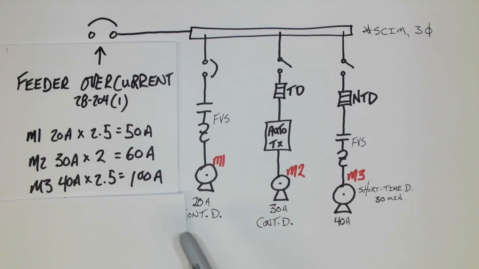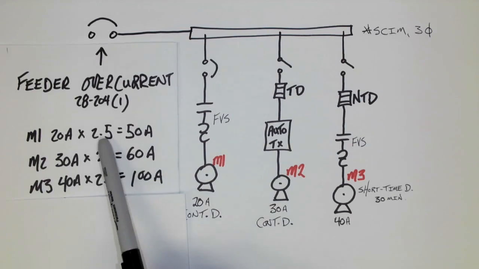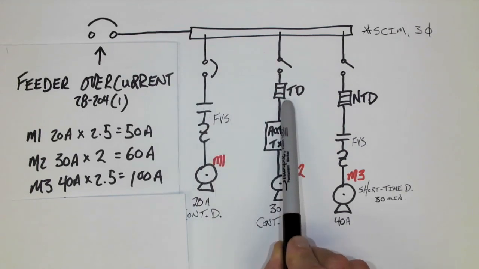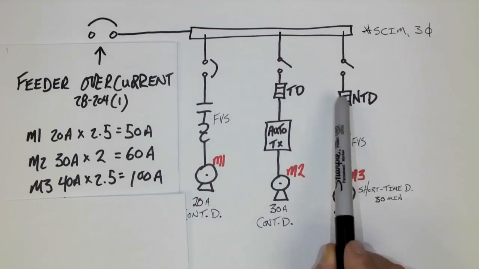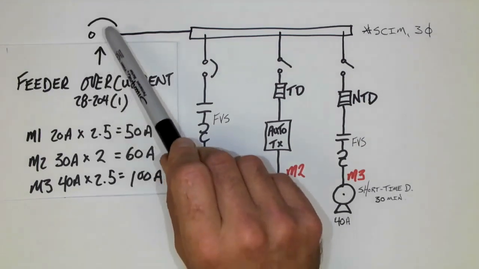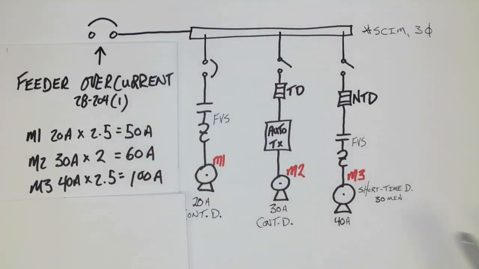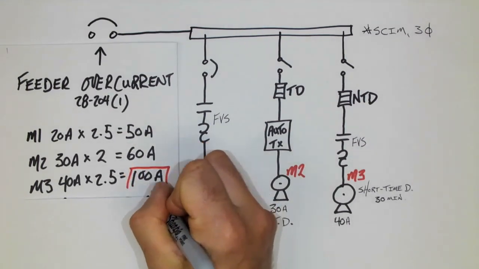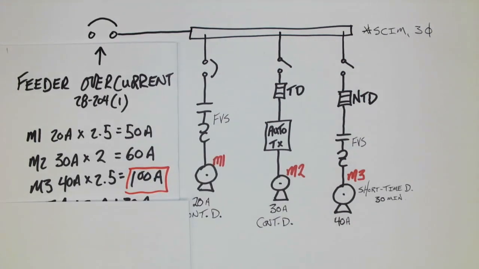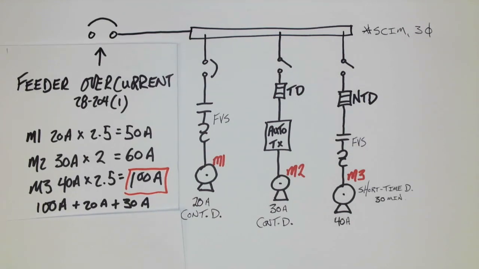Now remember, these multipliers that I'm doing right now have nothing to do with what is actually installed in the branch circuit. This calculation is purely to size this overcurrent here, the motor feeder overcurrent. So now we've established that obviously the 100 amp calculated value is the largest. And so what we're going to do is then take that 100 amp and add to it the FLAs of the other two remaining motors, which is 20 and 30. That gives me 150 amps.